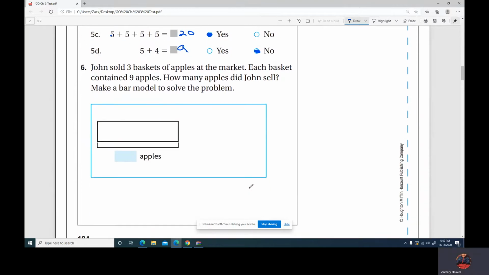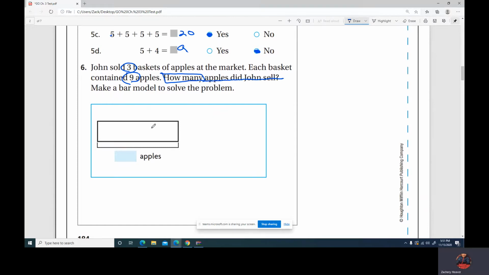The next one. John sold 3 baskets of apples at the market. Each basket contained 9 apples. How many apples did John sell? Make a bar model to show.